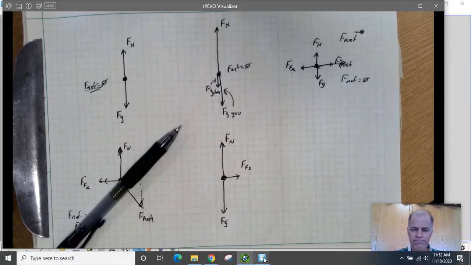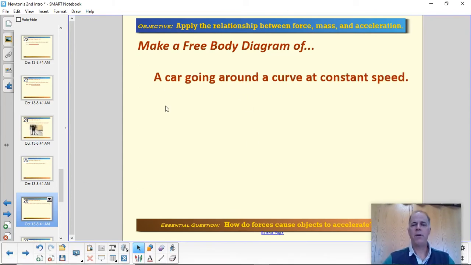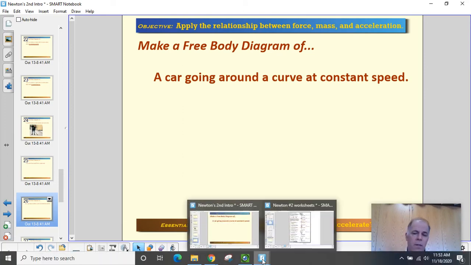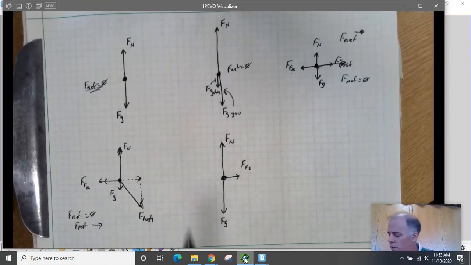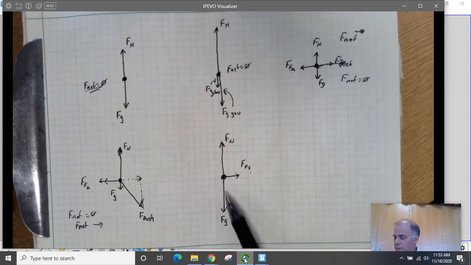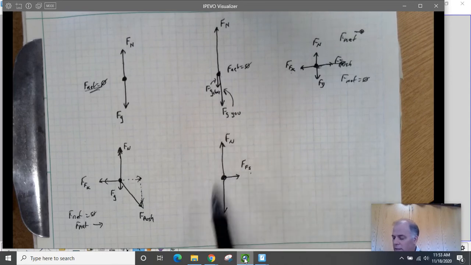Okay, last one. Question is, what about a free body diagram of your car as you're going around a curve at constant speed? So this is going to be a centripetal acceleration, which we've talked about before. You guys can try to make one here, but here we are. Okay, for the car going around a curve at constant speed, it actually looks exactly like this one. This is the car pulling away from the stop sign. It's exactly the same diagram.